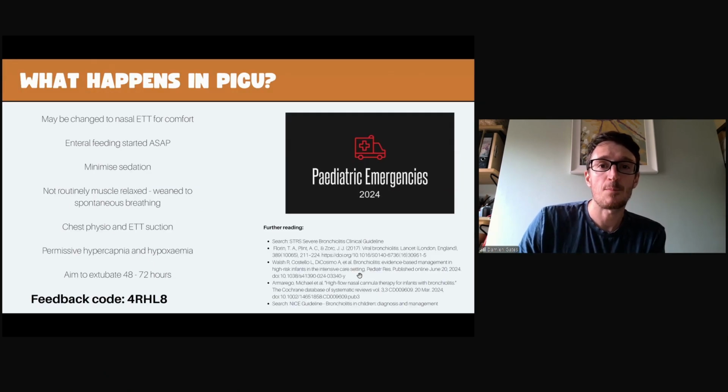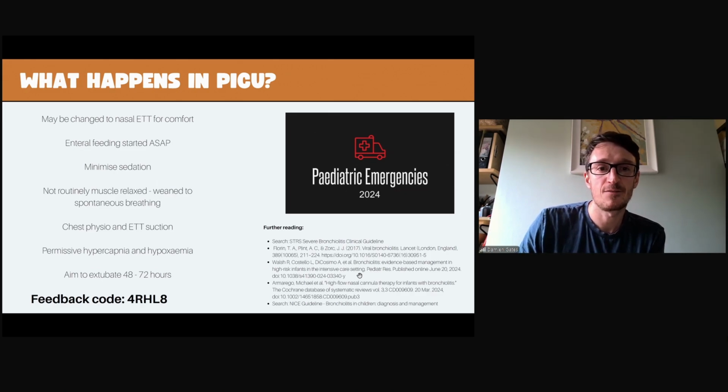And what happens in ICU, just to finish up? Well, in our unit in Belfast, usually we will change to a nasal ET. We don't want you to do that in the DGH. If you've got a secure oral airway, there's no need to go messing about with it. But we will change it to a nasal ET, usually if we've got a stable patient who we're ventilating quite well, because it's more comfortable for the baby and means we get to use less sedation.